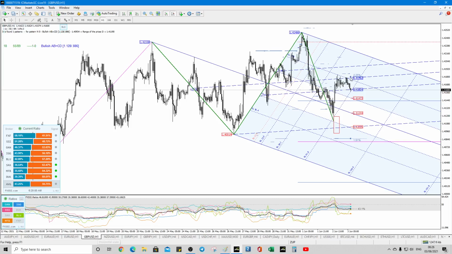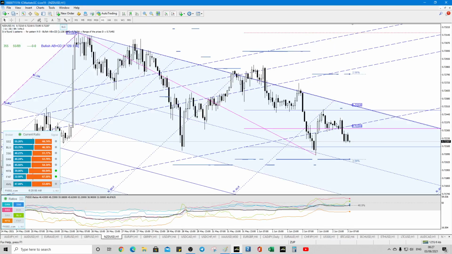GU. 14179, 14085. We're a buy sideways. Keep an eye on these levels if you're trading any of these pairs. You can pause the video. NU. 7280, 7204. We're a buy and we're sideways.